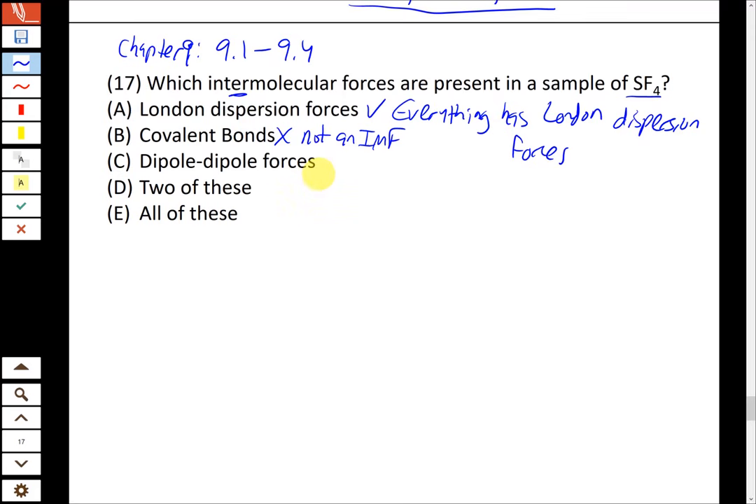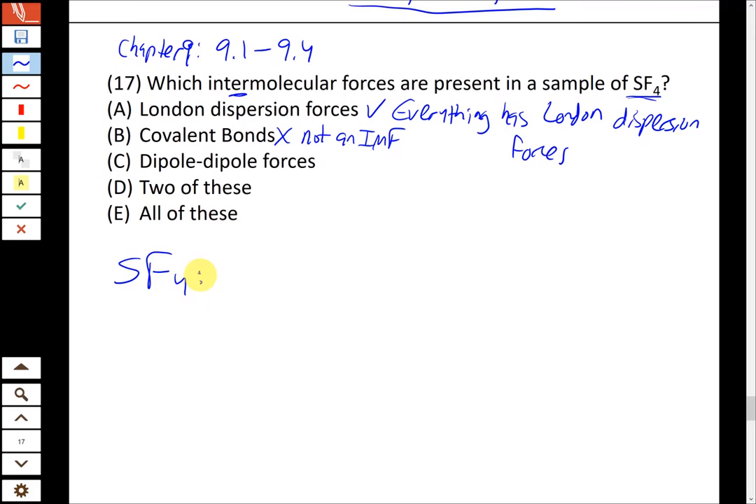In order to have hydrogen bonds, it has to have hydrogen bonded to nitrogen, oxygen, or fluorine, which this doesn't. There's no hydrogen in the formula at all. But for dipole-dipole forces, it's determined by whether or not the molecule is polar. So this reviews back to things we learned in Chapter 4, where we have to take the formula of a compound and decide if it's polar or nonpolar.